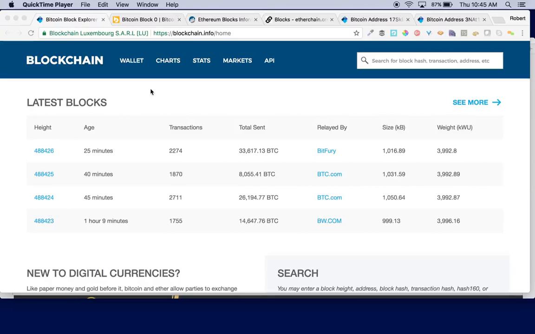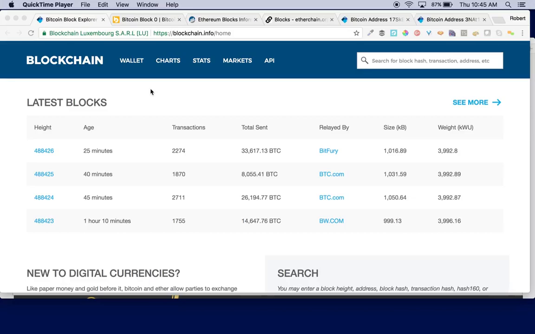Let's take a look at a couple of public blockchains, those of Bitcoin and Ethereum, and let's examine the genesis block, or the first block, of each one of them. Then we'll take a look at a couple of large transactions, including the most famous transaction in cryptocurrency history, the purchase of a pizza for 10,000 Bitcoins.